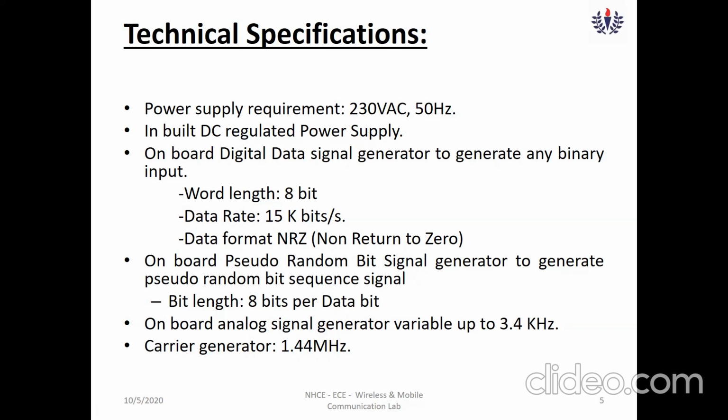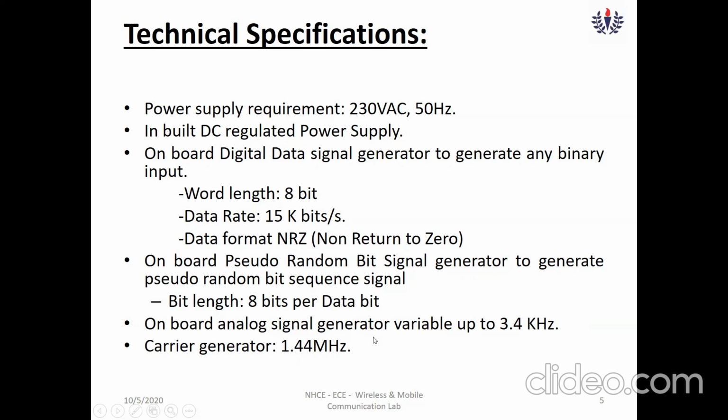binary data, at a data rate of 15 kilobytes per second, and data format NRZ. This is a type of line coding, non-return to zero format. So when I say non-return to zero format, it is like unipolar data. And we have an onboard pseudo random bit signal generator. We call it the PN sequence generator, and again it is 8 bits per data bit.